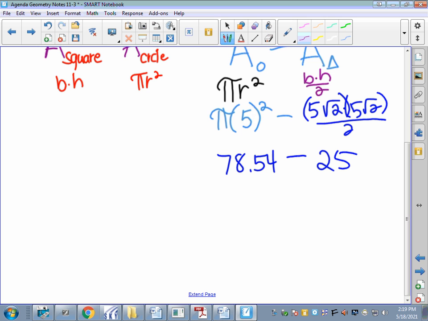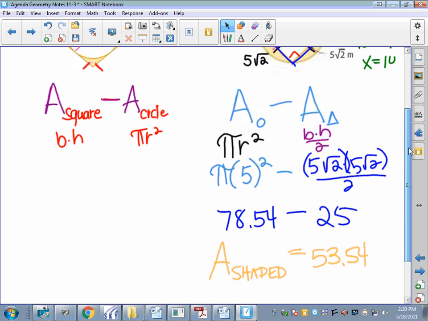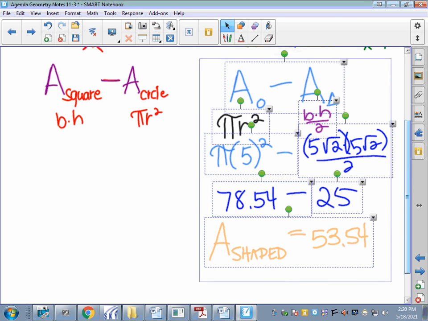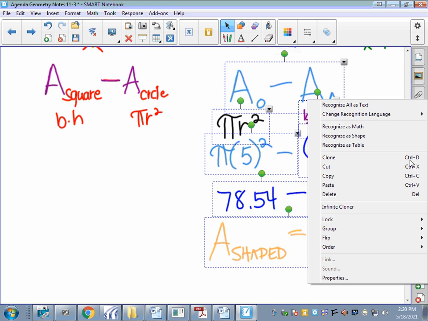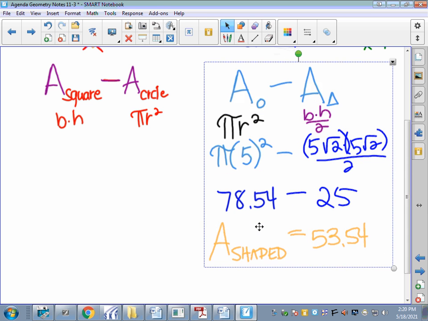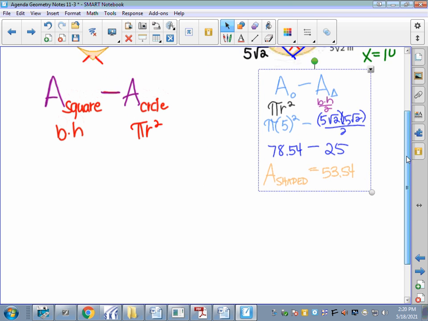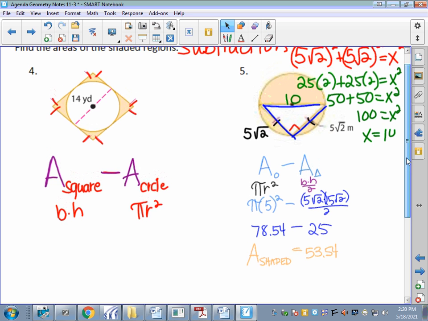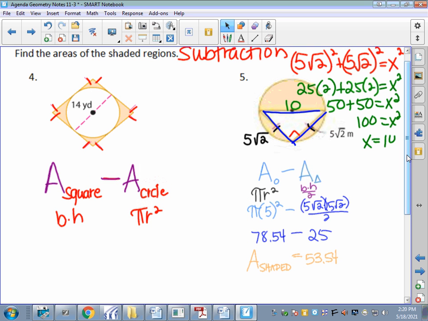So 78.54, I'm taking out that triangle. I've got a final area for the shaded region of 53.54. So these problems are just a lot of the formulas we've done. We just keep mixing them up, putting them together, recycling, reusing, putting things in, doing Pythag, doing side problems.